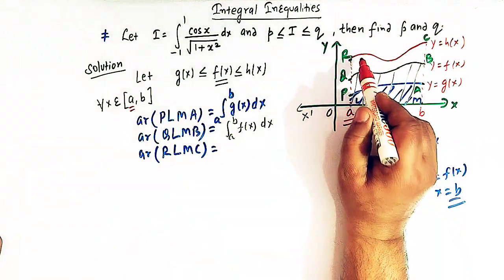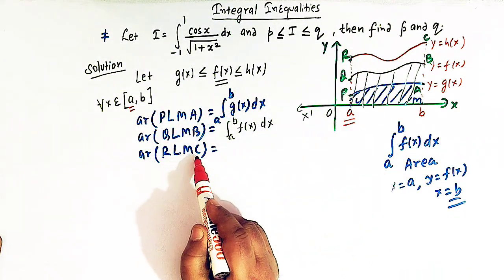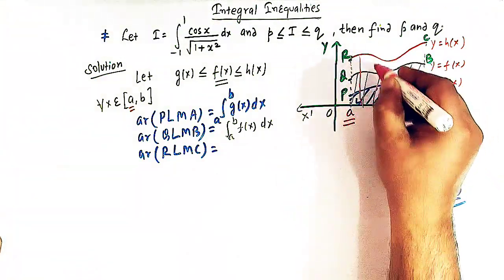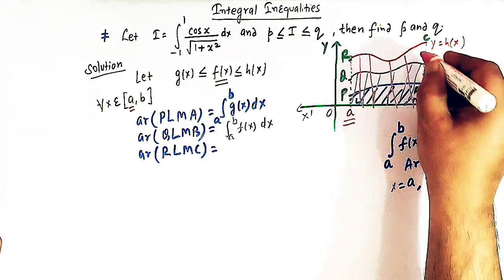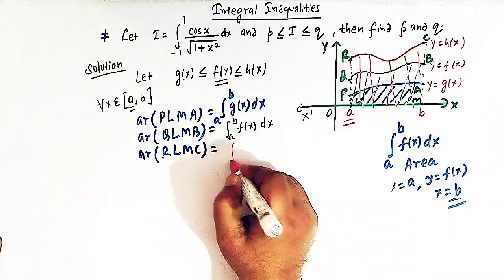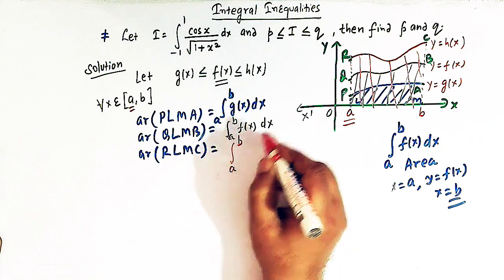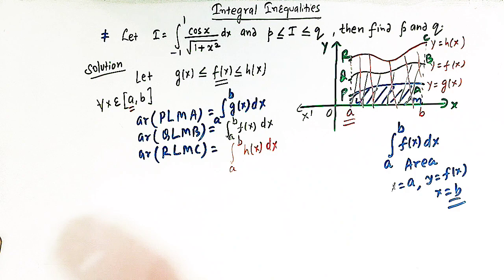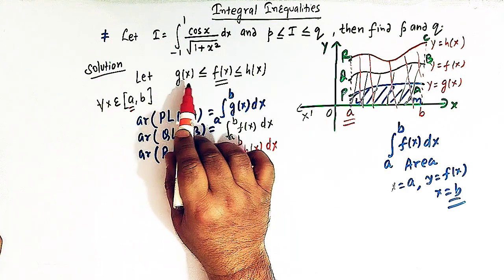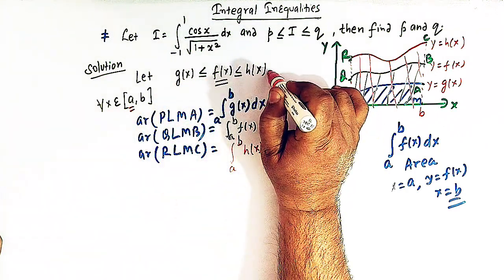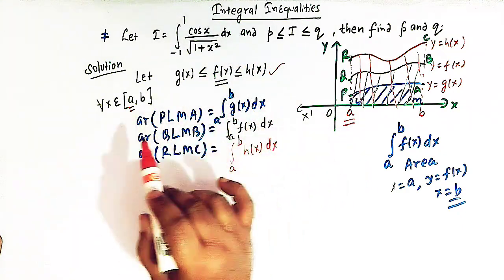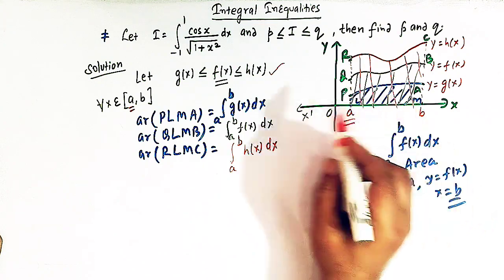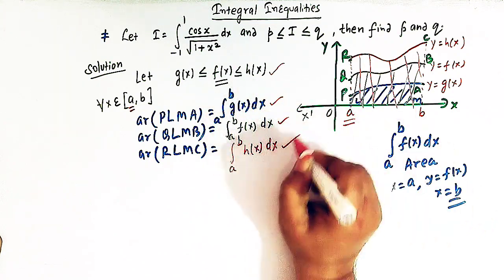So now we have this area, that is RLMC, which is this area, right? So this area is given by the integral from a to b of h of x dx, right? So when we have three functions which satisfy this inequality, then the area bounded by them from a to b is given by these three integrals, right?